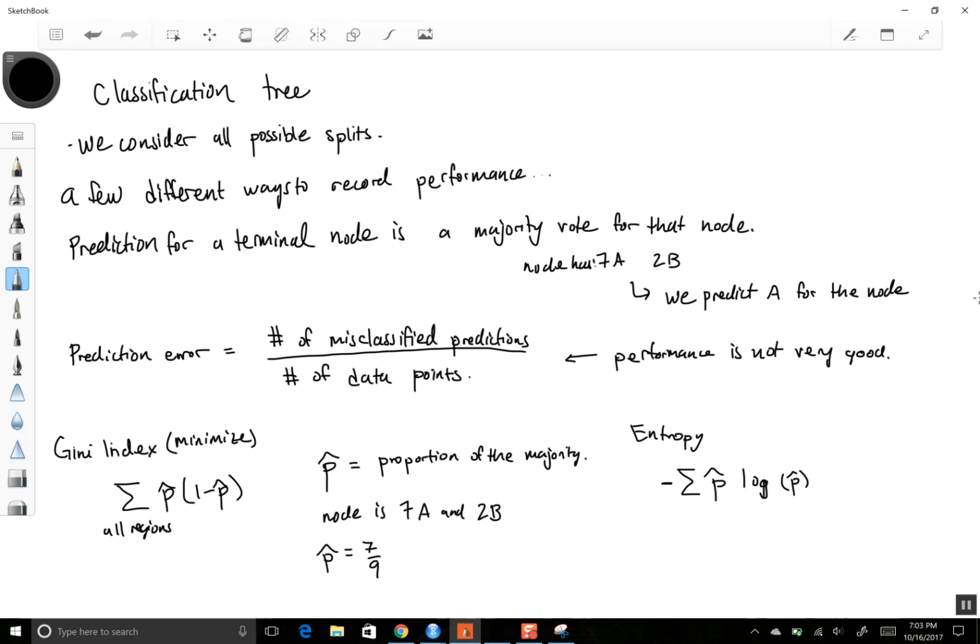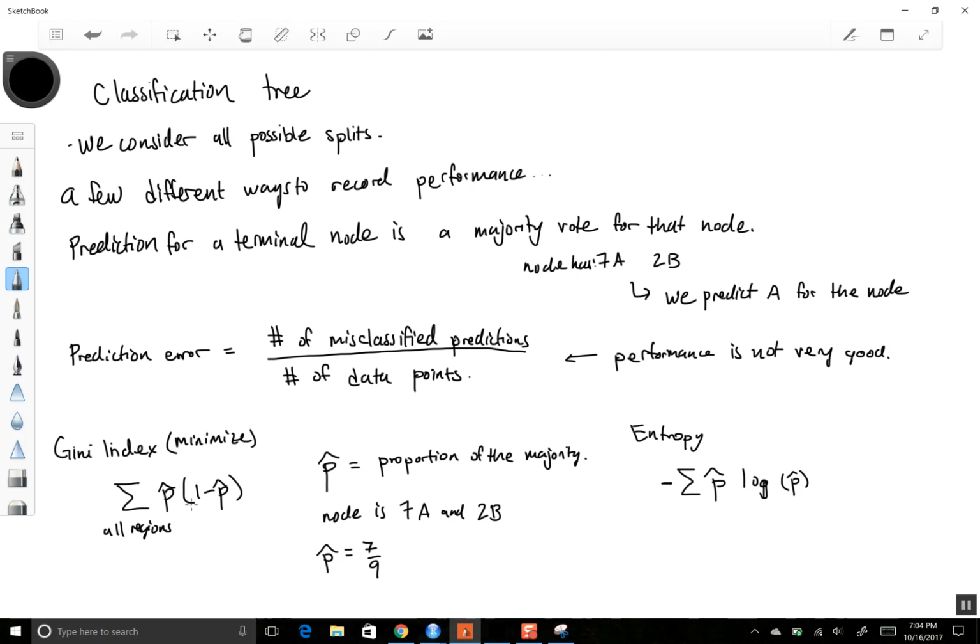You're balancing. So before we had the RSS plus the alpha times the tree complexity. Now it would be one of these plus the alpha times the tree complexity. Basically, the cost of making your tree more complex can't outweigh the gain that you're getting from the Gini or the entropy change.